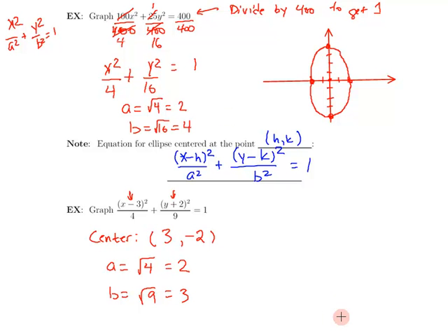Now instead of going from the origin to graph the ellipse, I first find the center. I go over 3 and down 2, and from this point I'm going to count out my x radius and my y radius. I'm going to go left 2, right 2, up 3 (1, 2, 3), and down 3, and draw my elliptical shape.